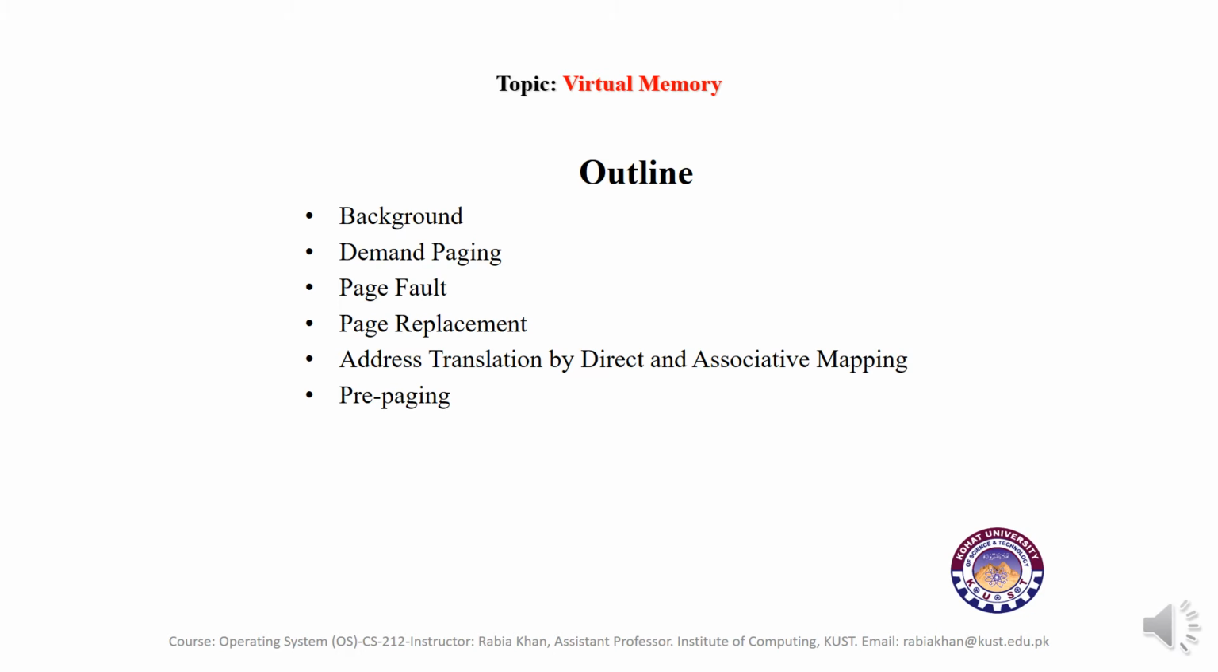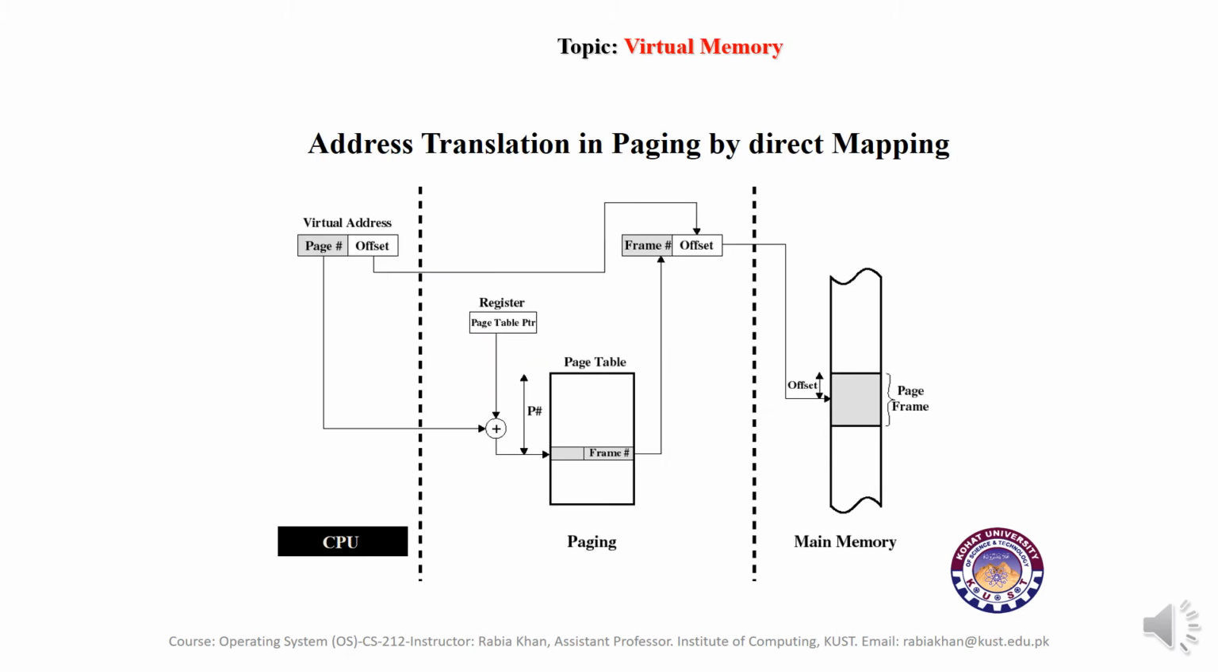Next topic of discussion is address translation by direct and associative mapping. We have finished with the page replacement algorithms, so now we are coming towards address translation. There are three mechanisms for address translation, and the first one we are going to discuss is direct mapping. As already mentioned in the previous chapter, here again the same procedure is represented in front of you.